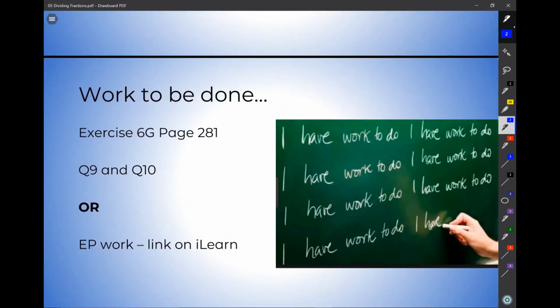Okay guys, so now you're going to get to work. If you want to do the textbook work, it's exercise 6G, page 218. You'll only be doing question 9 and question 10 though.